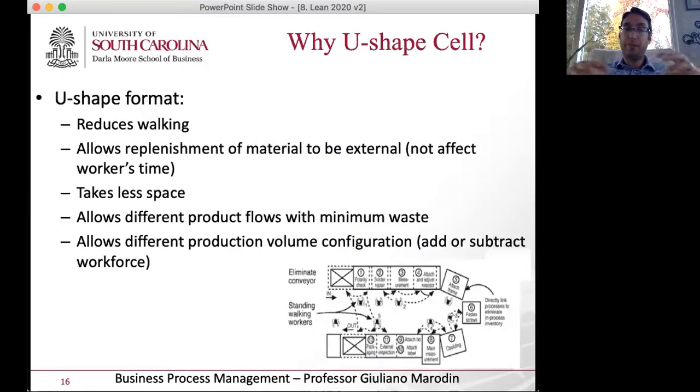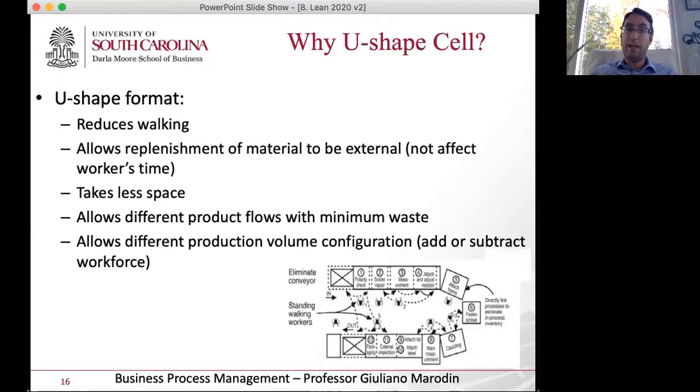So the U-shaped cells are usually the ones that we use to implement continuous flow. And you can see a U-shaped cell here. So it's U, that's why it's named that. And you can have people in the middle, on both sides, right? And they work in different steps of the process. That is good because it reduces walking time.